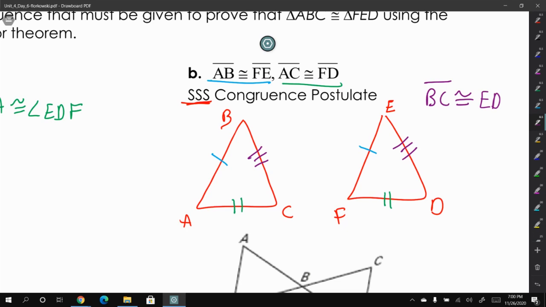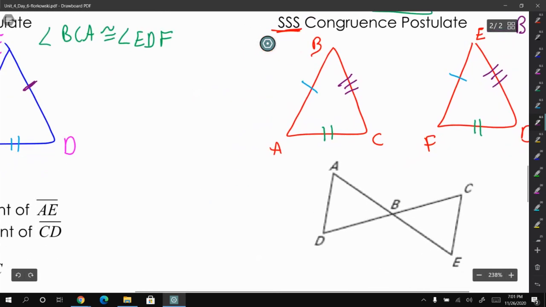So these types of problems really require you to draw a picture and think about what congruence postulate I'm asking for and what do you need to know to make that true. All right, now let's look at some proofs.